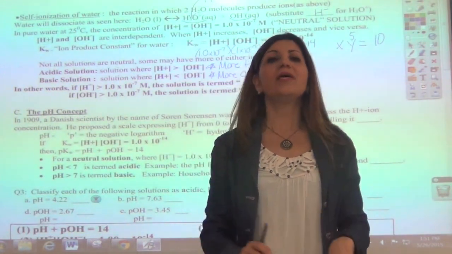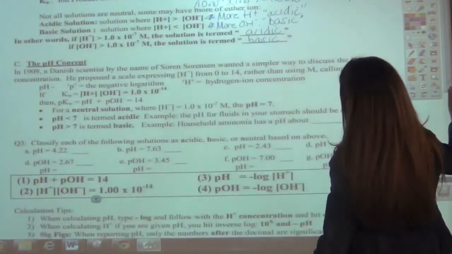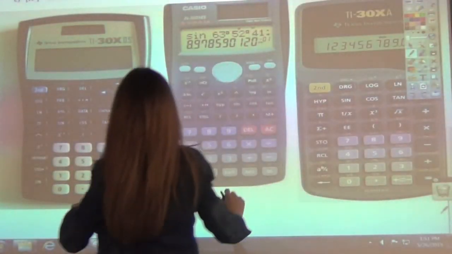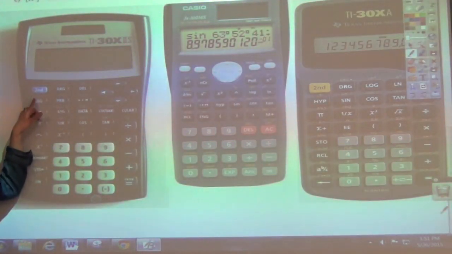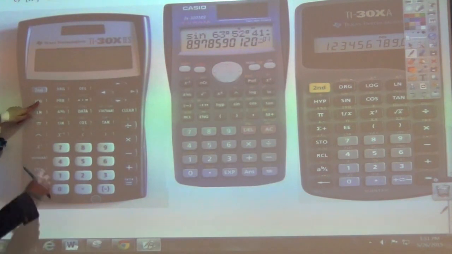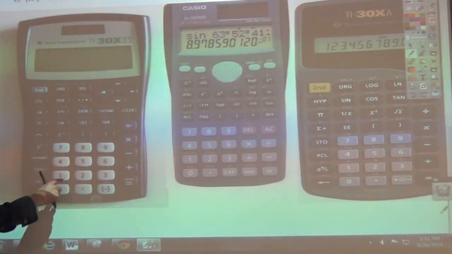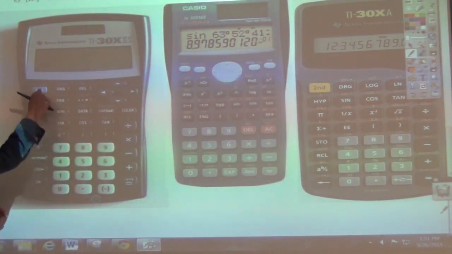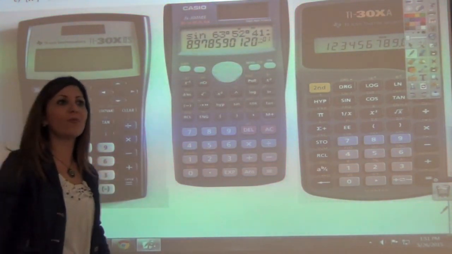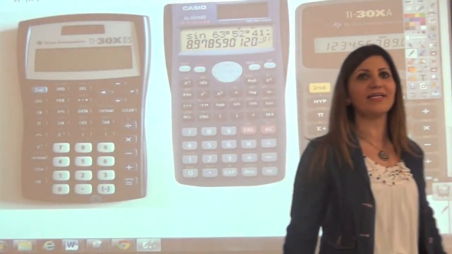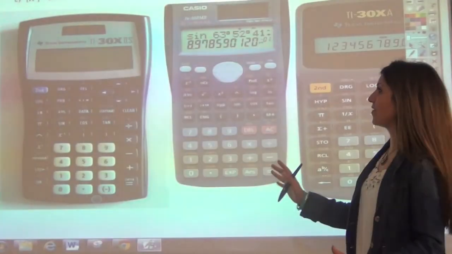For example, everybody go ahead into your calculator, and what I want you to type, depending on what kind of calculator you have, you're going to hit the negative, and then I want you to find the log button, and hit the log button. Okay, so you're going to hit the negative, and then hit the log, and now I want you to type 1 times 10, so second EE, negative 7, and hit equals. And what do you get when you negative log it? 7. Let's try this again.